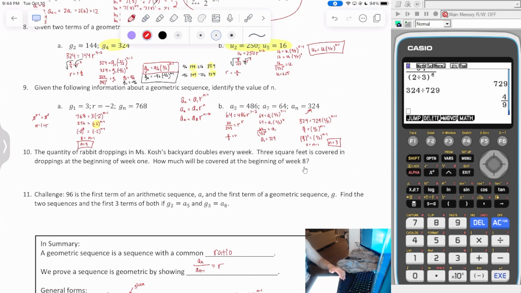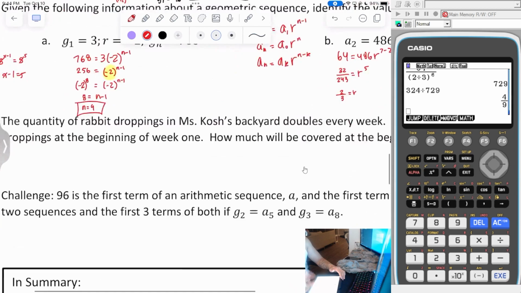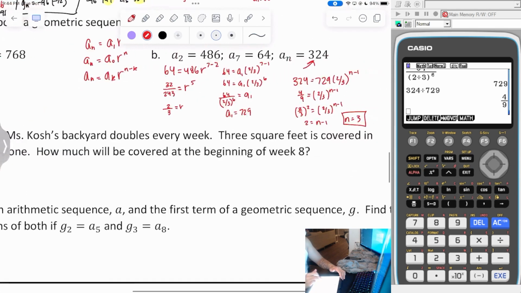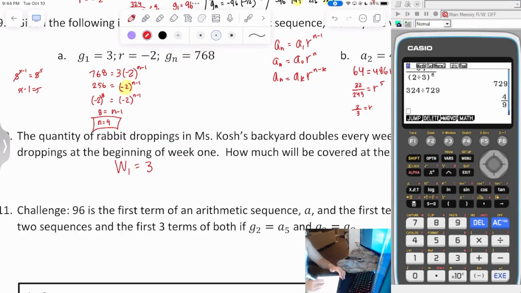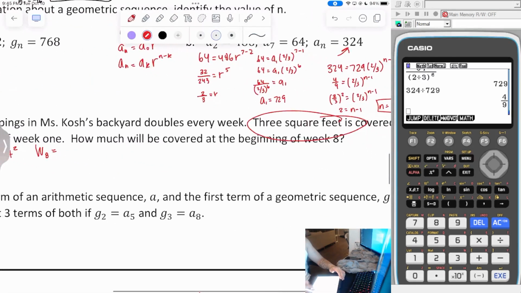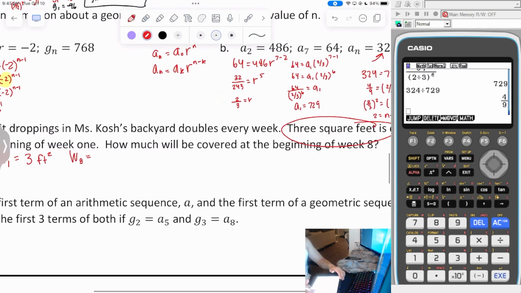So let's think about the information that's given to us. I know in week 1, let's just say W sub 1, they had a total of 3 square feet of droppings. So I'll say W sub 1 is 3 feet squared. All right, let's include our units. And I'm wondering about, well, at week 8, how much will be covered at that week? And then I'm also given the R value based on this first sentence here. My ratio is equal to 2.